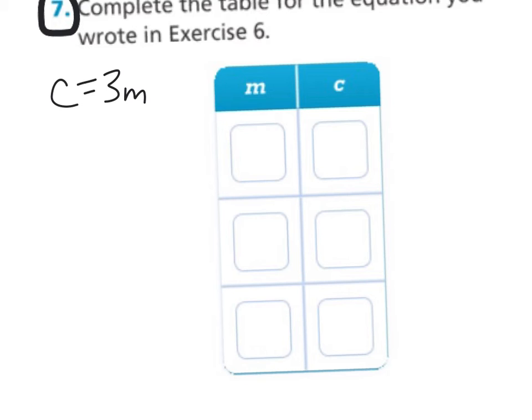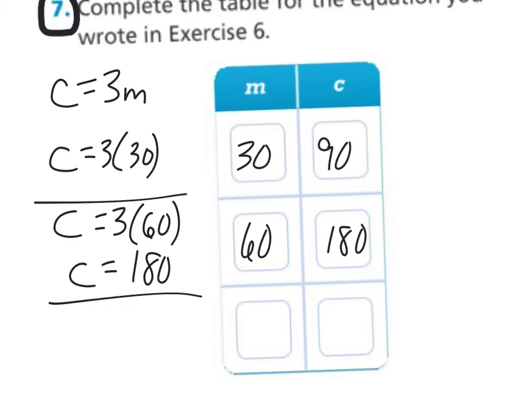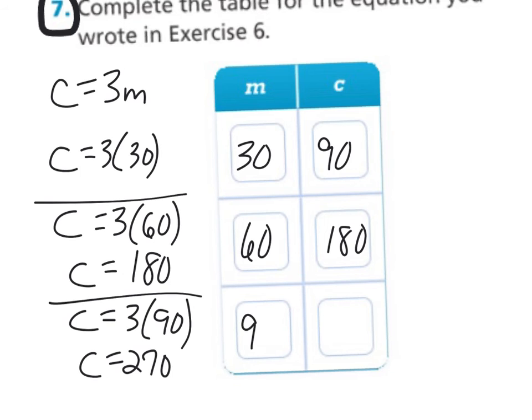You know, is it reasonable? Maybe we would bowl for 30 minutes. So 30 minutes, that would be 90 calories. Maybe we bowl for 60 minutes. So an hour, that would be 180 calories. Maybe we bowl for 90 minutes, an hour and a half. That'd be 270 calories. Okay, so these would be some possibilities.